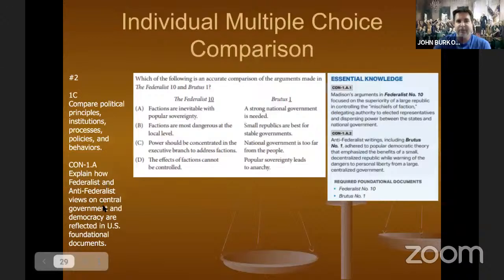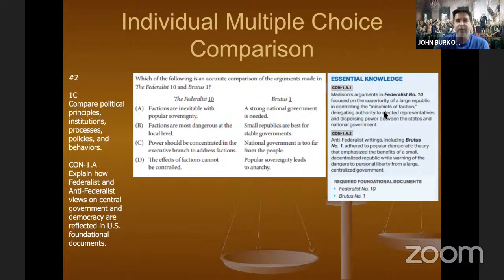Explain how the Federalist and Anti-Federalist views on central government and democracy. All right. Which of the following is an accurate comparison of the arguments made in Federalist 10 and Brutus 1? Required documents. Must know. I love these comparison questions because you know what I've noticed? There's a pattern here. Each one of them has a correct element to it. It's true. I've noticed with all these comparison questions that never have I seen where both columns are egregiously incorrect. One's going to always be correct. It's always finding the magic, right? It's finding which one is both.